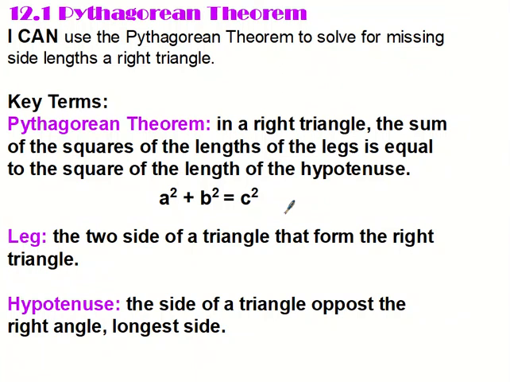Pythagorean theorem. So all of module 12 is about the Pythagorean theorem and the different ways we can use it. The most important thing will be memorizing the Pythagorean theorem. I can use the Pythagorean theorem to solve for missing side lengths of a right triangle.